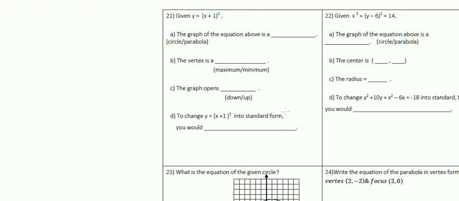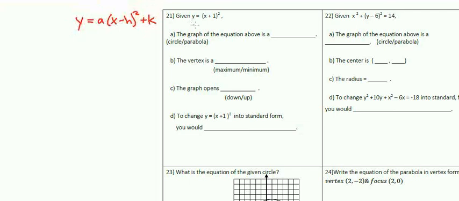Okay, question number 21 gives us an equation y equals (x plus 1) squared. And it asks us in letter A, the graph of this equation above is a circle or parabola. So if you take a look at this equation, you can see that it is an equation that is written in the form y equals a times (x minus h) squared plus k.